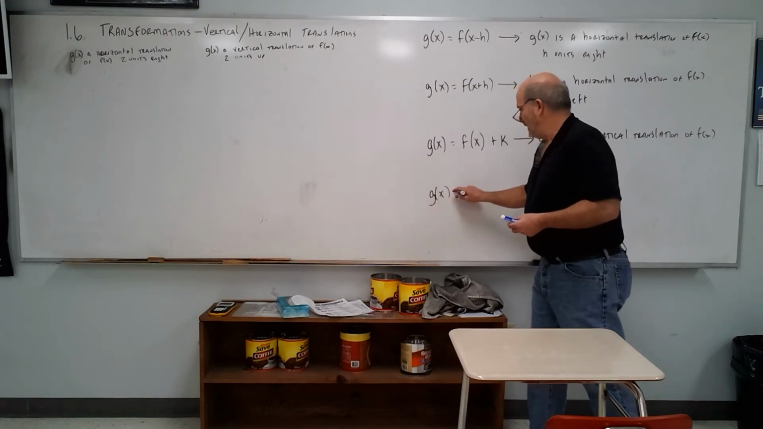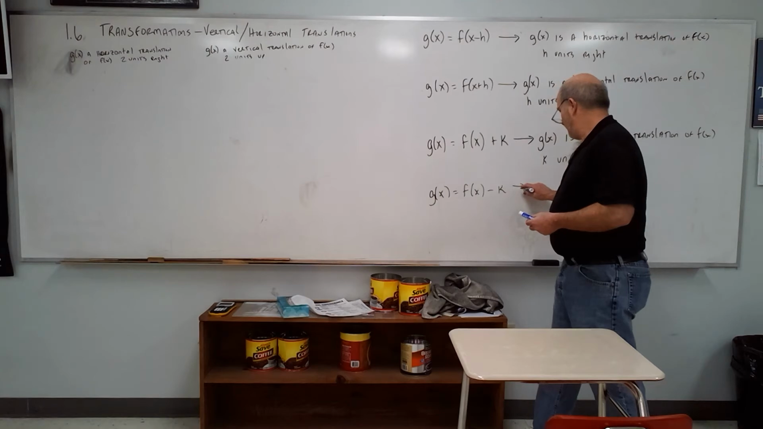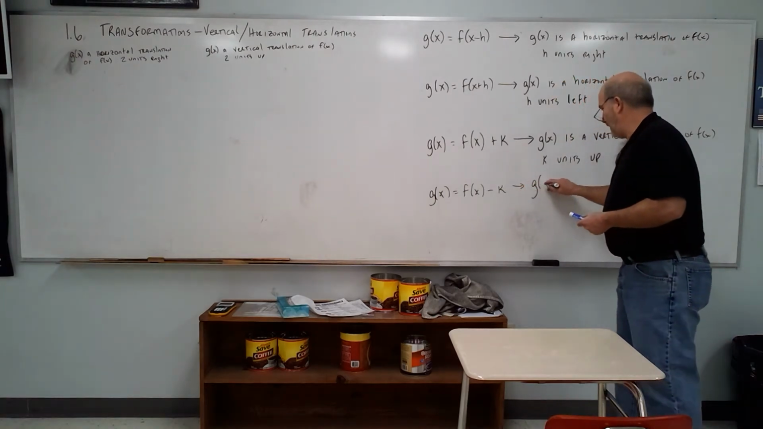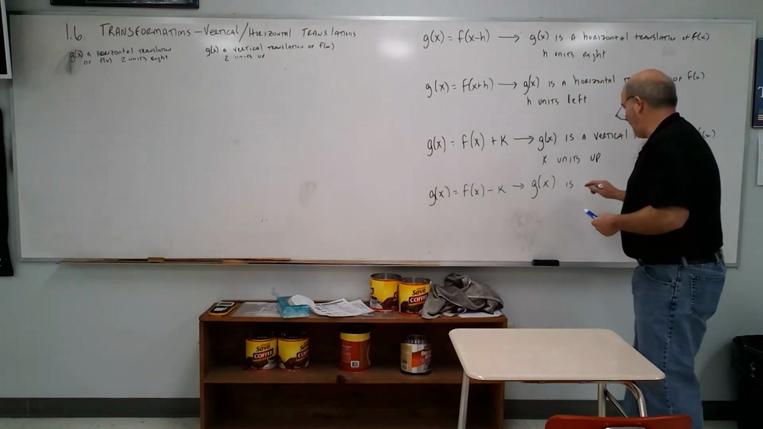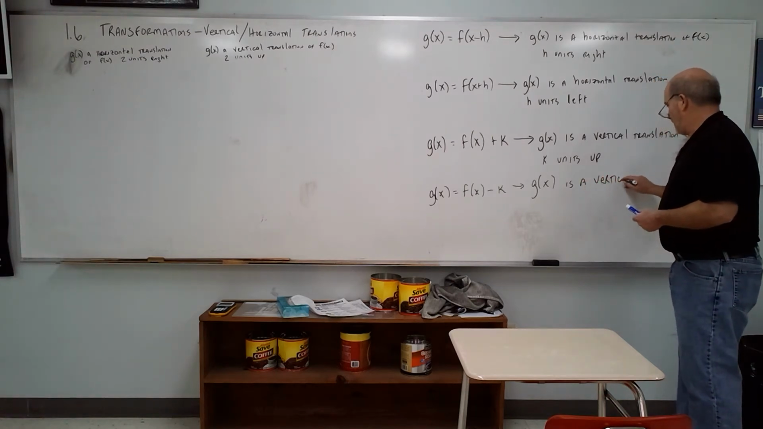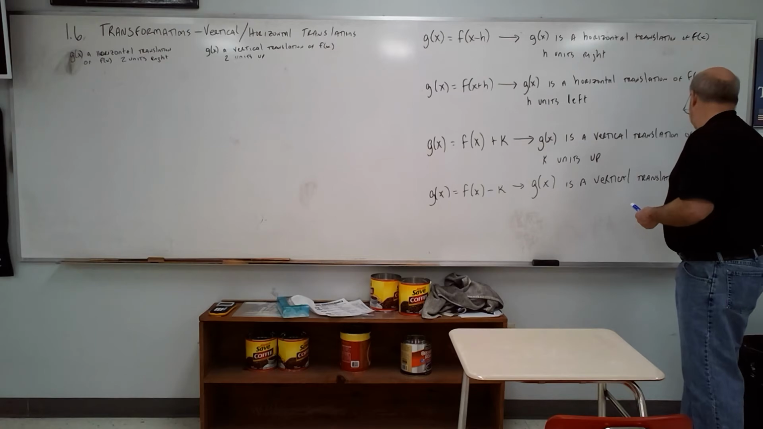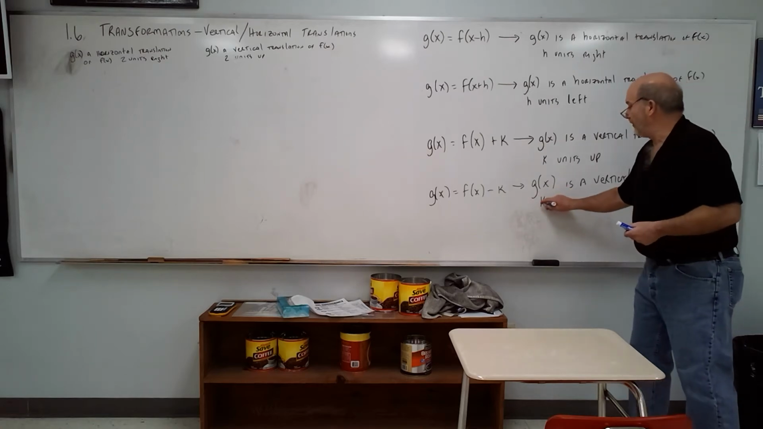If g of x is f of x minus k, then you're probably already seeing this, like I told you before, math teaches itself. G of x is a vertical translation of f of x, this time, k units down.